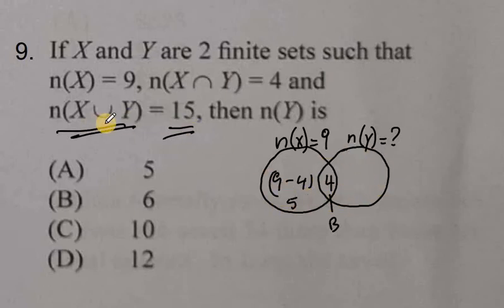But what we do know is that in the union, when we add section A to section B to section C, we should get 15. Remember, we know what this section has, 5. This section has 4. That gives us a total of 9. How much more do we need to get 15? Well, 15 minus 9 is equal to 6. So 6 should be here. So when we add the 4 to the 5 and the 6, we get a total of 15, the number of elements in the union. So the number of elements in set Y will be the 4 plus the 6, which gives us 10.